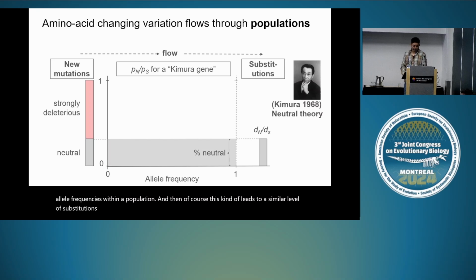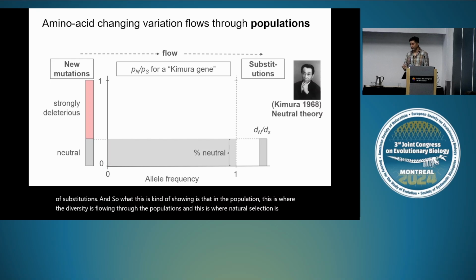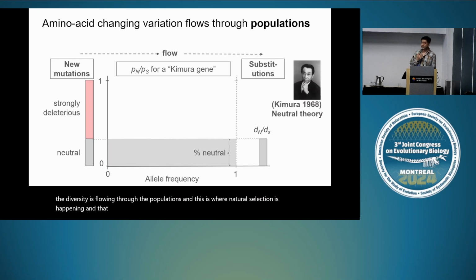And so what this is showing is that in the populations, this is where the diversity is flowing through the populations, and this is where natural selection is happening. And that is the thing that's the most informative when we're trying to infer what the fitness effects of new mutations are. And we can fit more complex models.